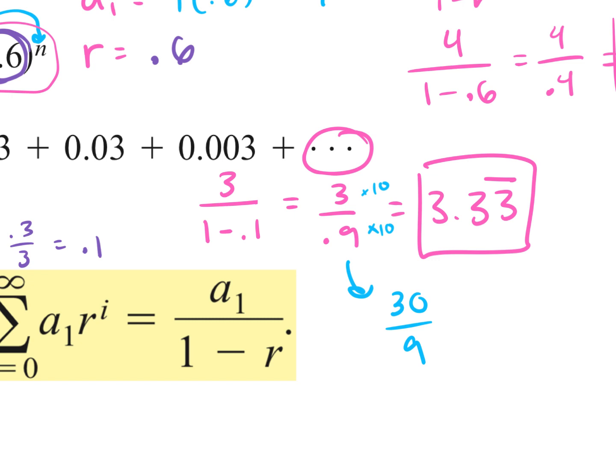Multiply the top and the bottom by 10 to get rid of the decimal. And then we can simplify this by dividing the top and the bottom by 3. So we get 10 over 3. I'm not sure how WebAssign wants it. It may say exact answer. Exact answer would be the fraction.